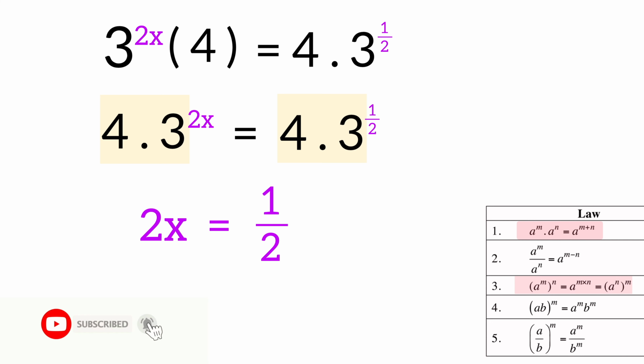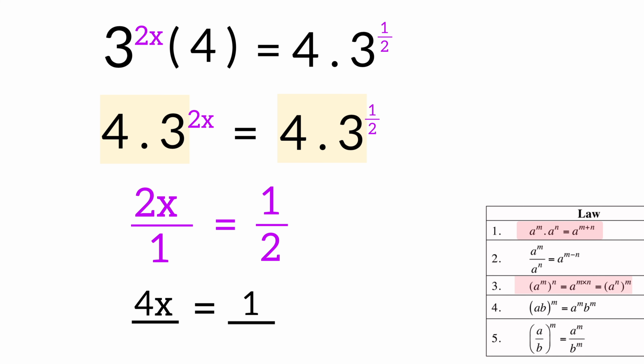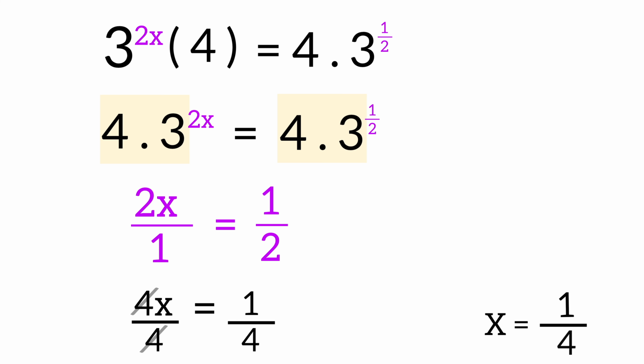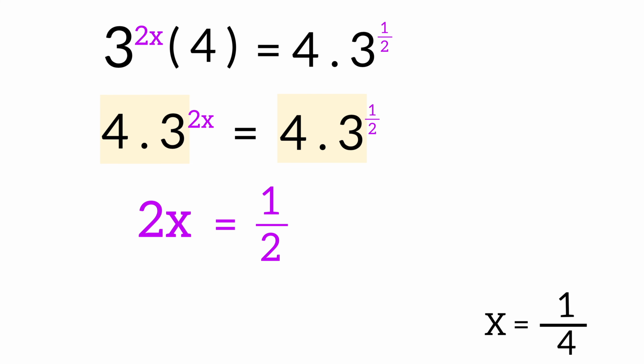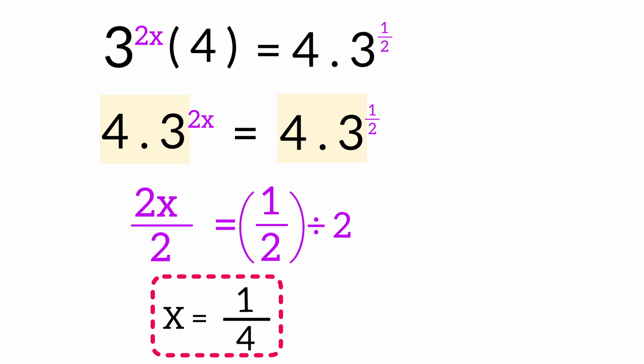Now we look for the value of x by cross multiplying. So 2x multiplied by 2 is 4x. 1 multiplied by 1 is 1. Then you divide by 4 on both sides, which will give us the value of x, which is 1 over 4. Another way to solve for x here is to just divide by 2 on both sides of the equal sign, which will also give us 1 over 4.